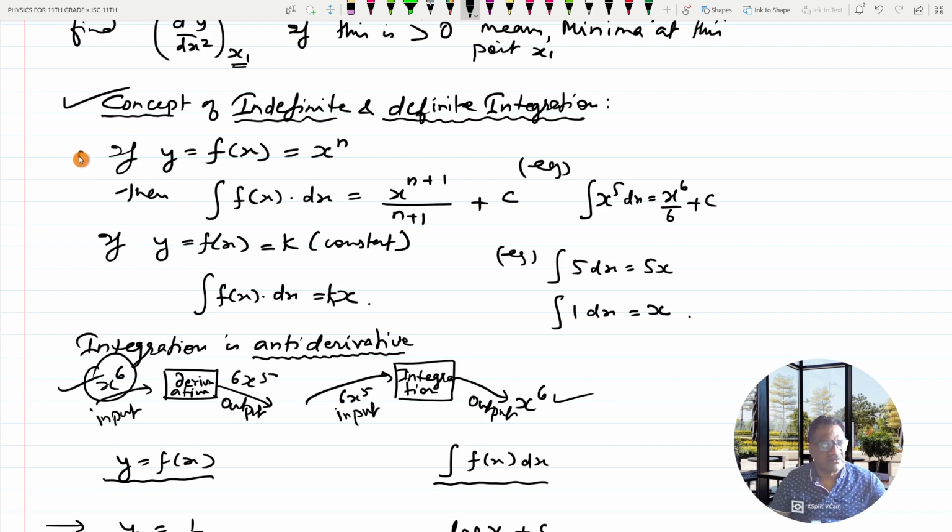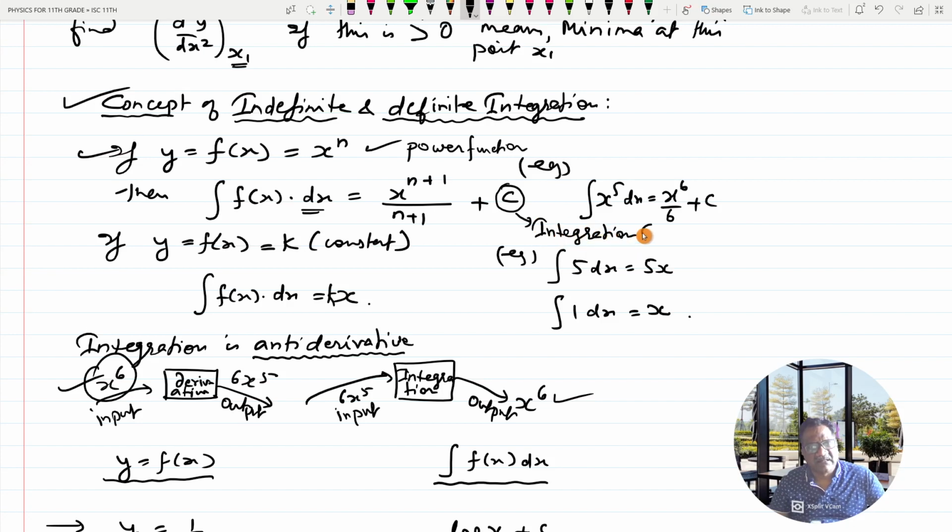Suppose y is equal to f of x, and this function is, say, x raised to n. Such functions are known as power functions. Then the integration of this x raised to n is written as integration of f of x dx. This dx means you have to integrate the function f of x with respect to x. The answer will be given by this formula: x raised to n plus 1 upon n plus 1, plus c. This plus c you will always get when you are finding indefinite integration. This c is known as the integration constant.